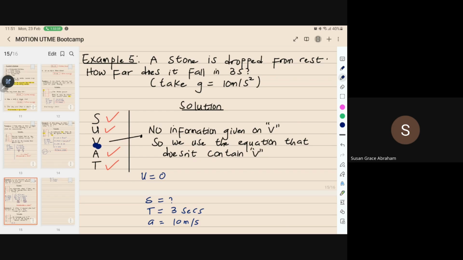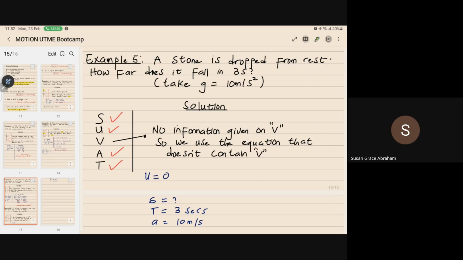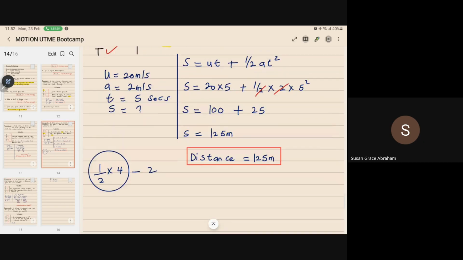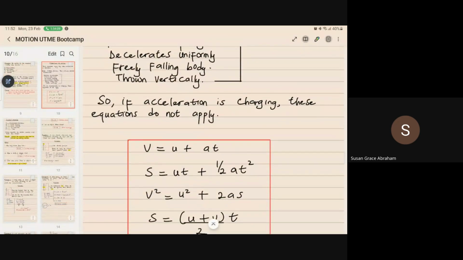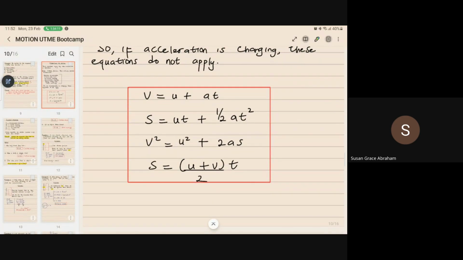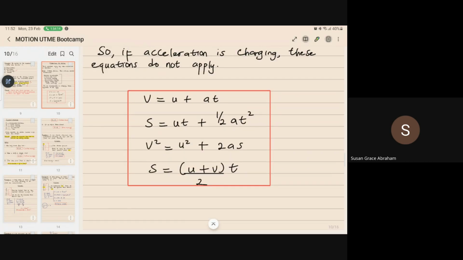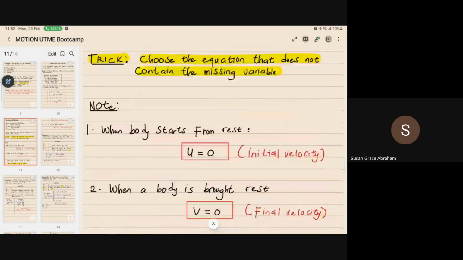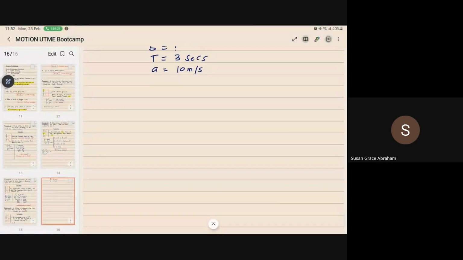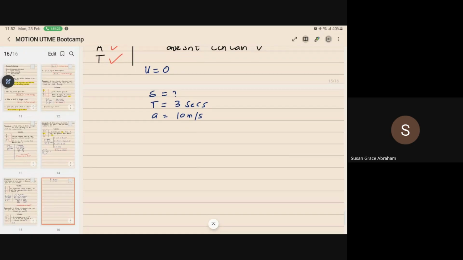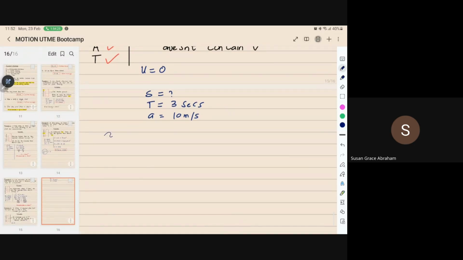So let's see the equation that does not contain V. The one that does not contain V is equation number 2. So we're going to apply that very equation number 2. Over time, the more you solve, you will know the one that does not contain which variable, and it becomes easier for you. So S is equal to, I'm just going up and down for us to be sure we follow, UT plus half AT squared. Over time, you don't need to be doing that.